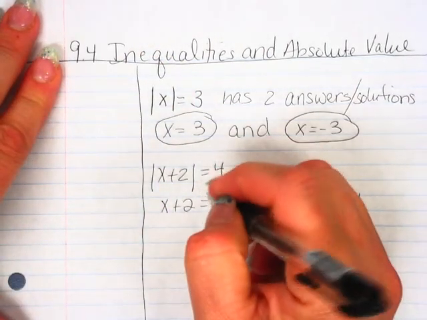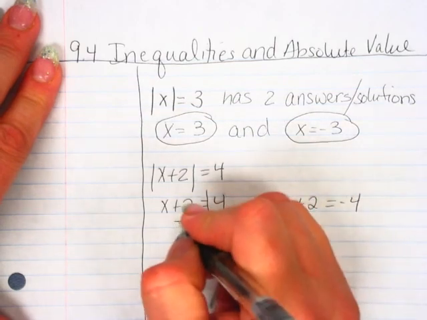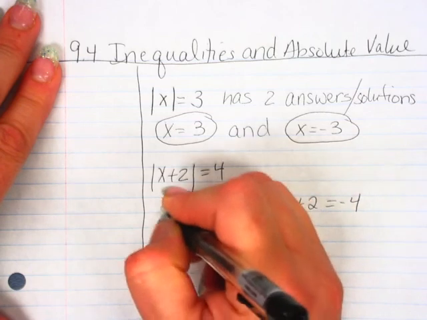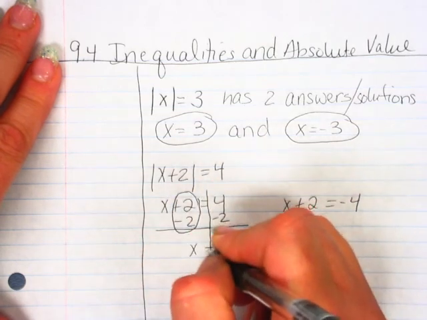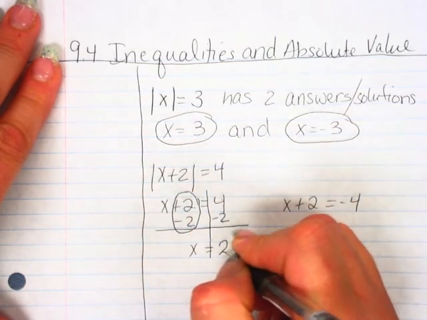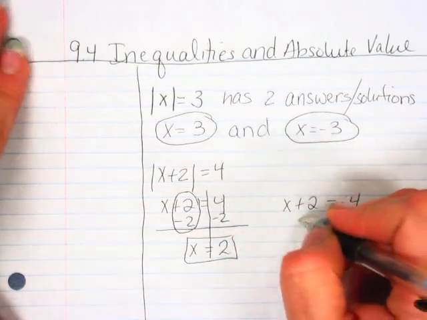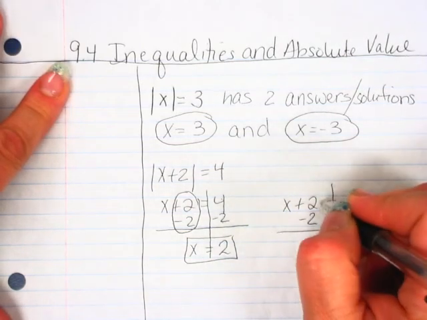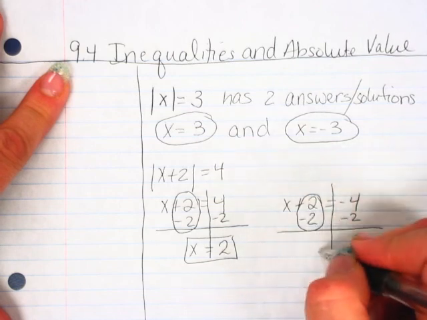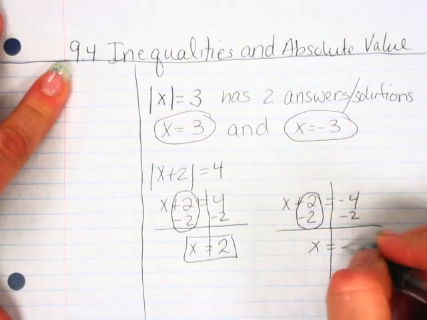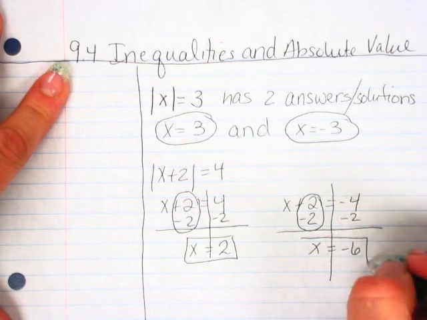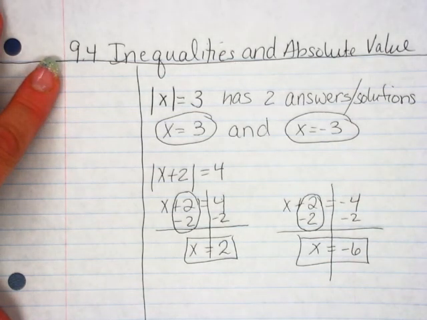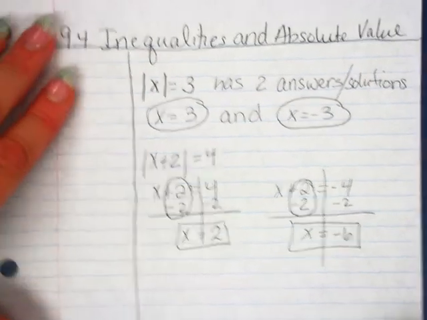Then you're looking at simple solving. Draw your mirror, subtract the 2 from both sides. This gives me the 0, and I'm left with an x on the right equals 4 minus 2, which is 2. On this side, again make our mirror, subtract the 2 from both sides. That gives me a 0, bring down my x, and on this side I get negative 6. So this one has two solutions also: 2 and negative 6. That's what we talked about in the last chapter.